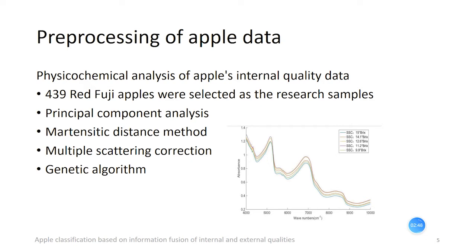For the internal quality, we need to make physical chemical analysis of apple. In this paper, 439 red Fuji apples were selected as a research sample. 32 sampling modules were scanned at room temperature to collect the near-infrared spectrum of apples. The spectra of different parts of the equator were collected 3 times for each sample, and the average spectrum was calculated as the final sample spectrum, as shown in this figure.